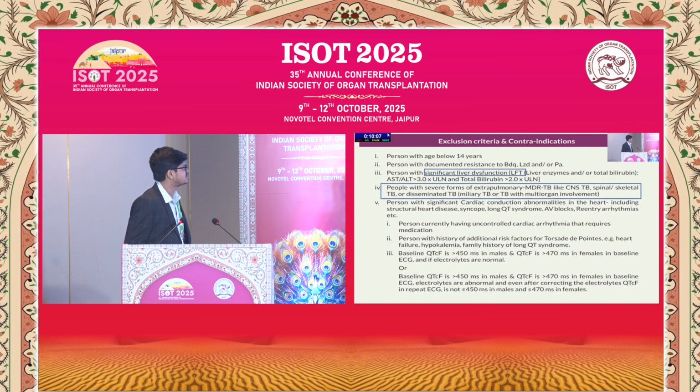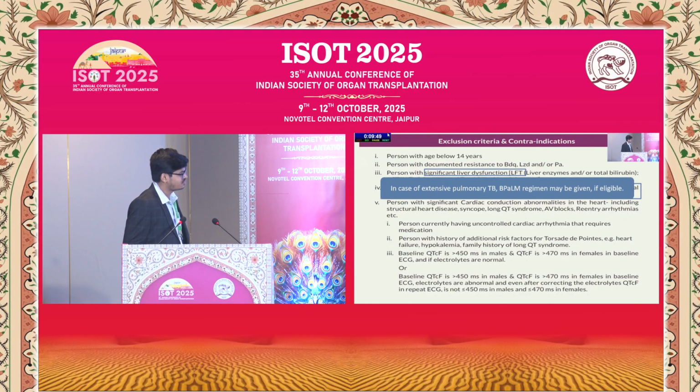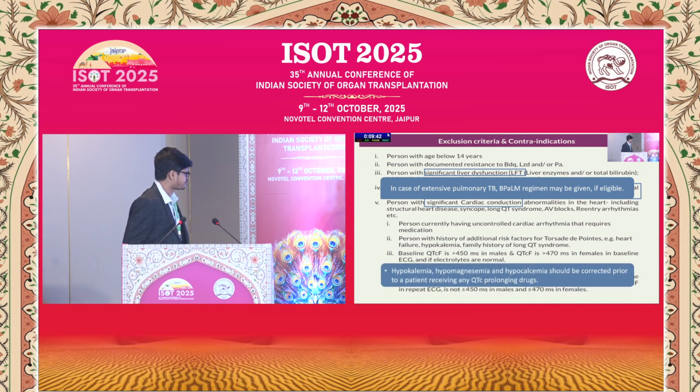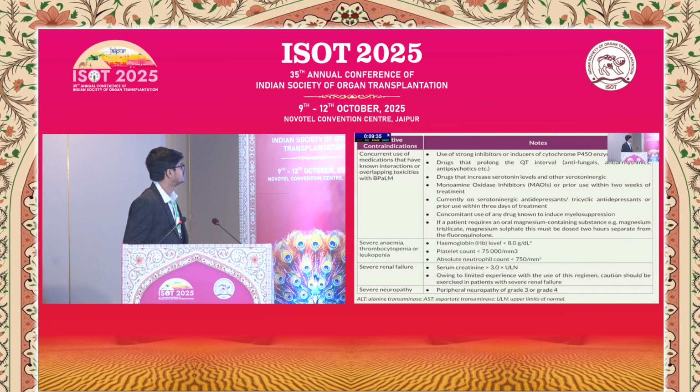So if a patient has significant liver dysfunction, SGOT/SGPT more than 3 times the upper limit of normal and total bilirubin more than 2 times the upper limit of normal, then we again cannot use this regimen. In case of extrapulmonary tuberculosis like CNS TB, spinal TB, or disseminated TB, we cannot use this regimen. If the patient has extensive pulmonary tuberculosis, we can use the BPaLM regimen. Significant cardiac conduction abnormality is also a contraindication for the BPaLM regimen. If the patient has electrolyte imbalance, then we have to correct it prior to checking the QTc interval and going ahead with therapy. These are the relative contraindications.